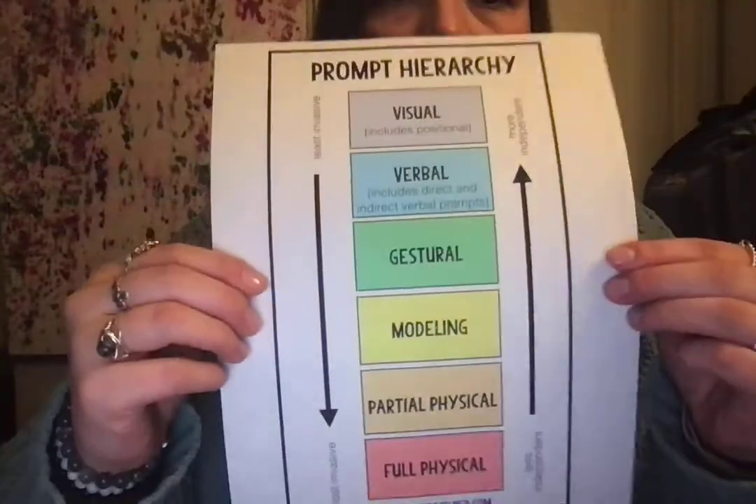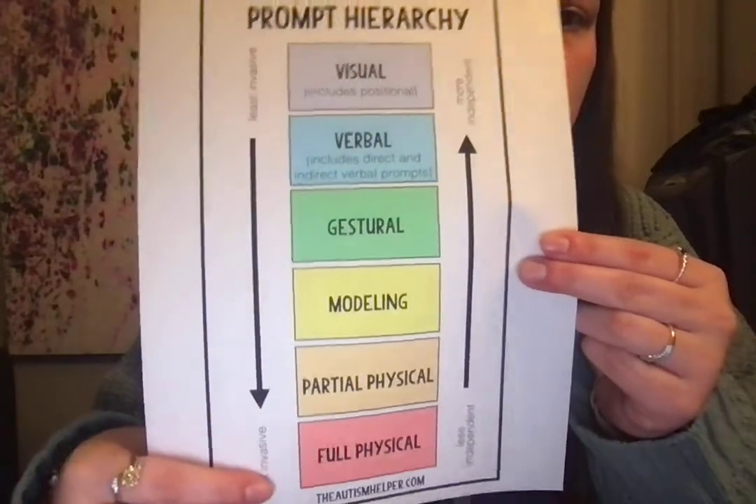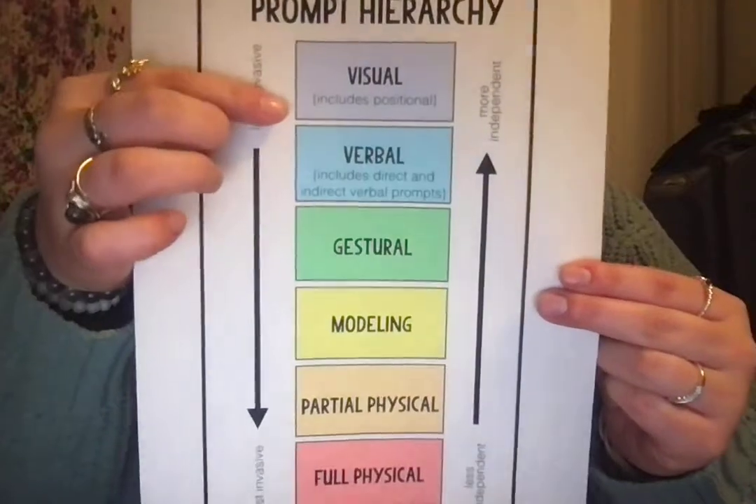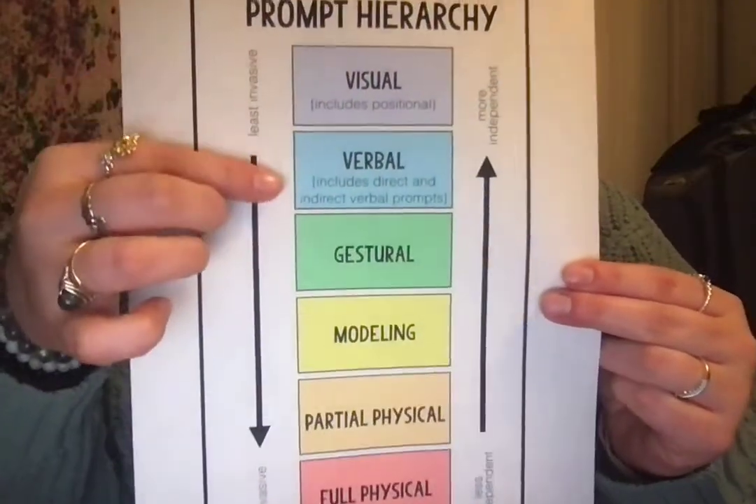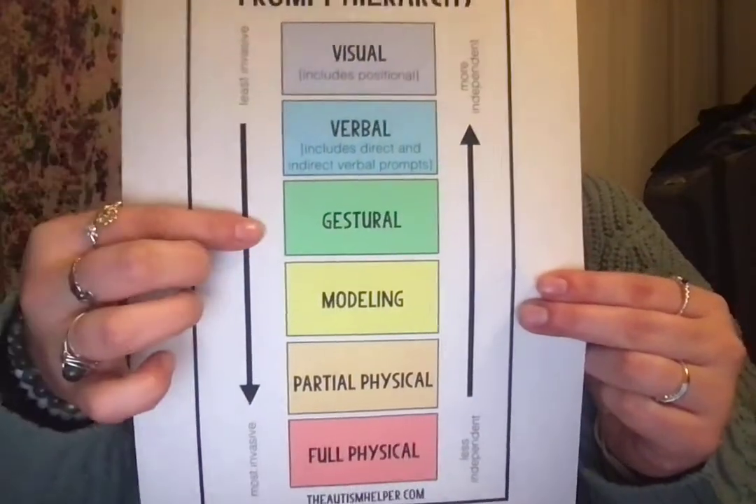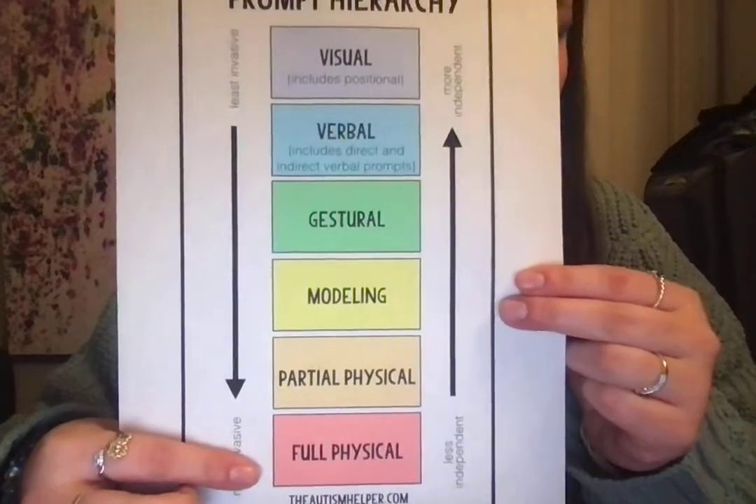So now we're going to get into the different kinds of prompts in the prompt hierarchy. So here is a visual of the prompt hierarchy. It goes from the least invasive all the way down to the most invasive. So the 6 different types of prompts are visual, which also include positional, verbal, which include direct and indirect verbal prompts, gestural, modeling, partial physical, and full physical. So now I'm going to give you a description and example of each.